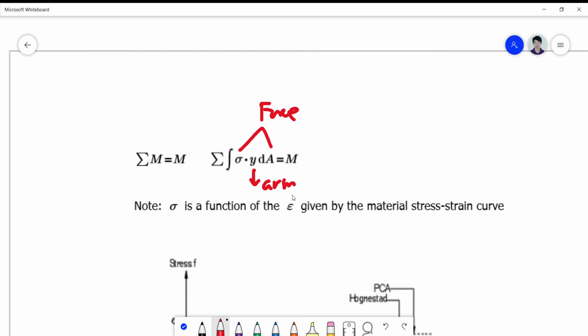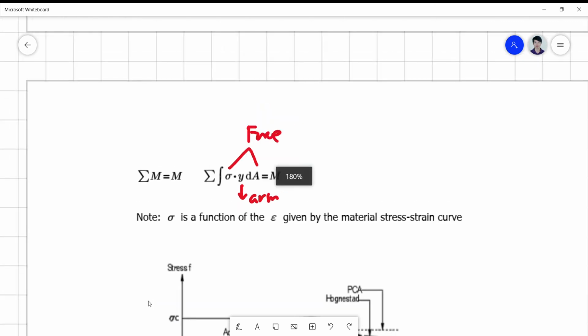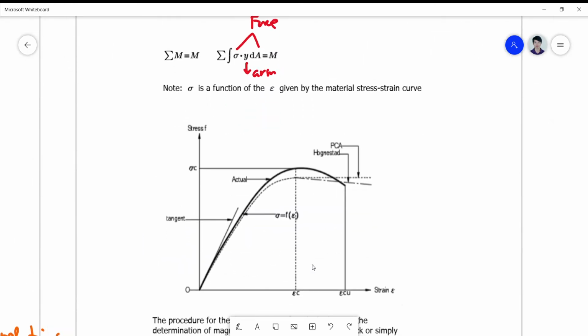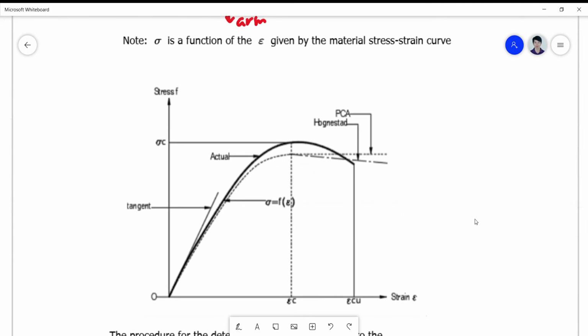So note that sigma is a function of epsilon given by the material stress-strain curve, which is normally plotted in terms of an almost parabolic curve. So this is the actual, no? It's not parabolic, class, but it looks like a parabola. So where do you get the actual? Okay, you get the actual from lab.